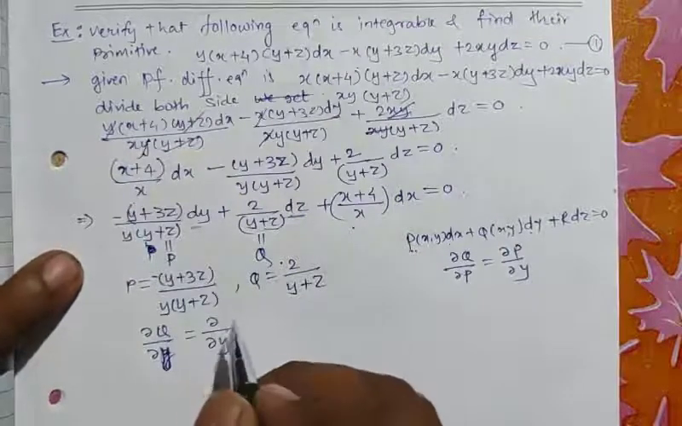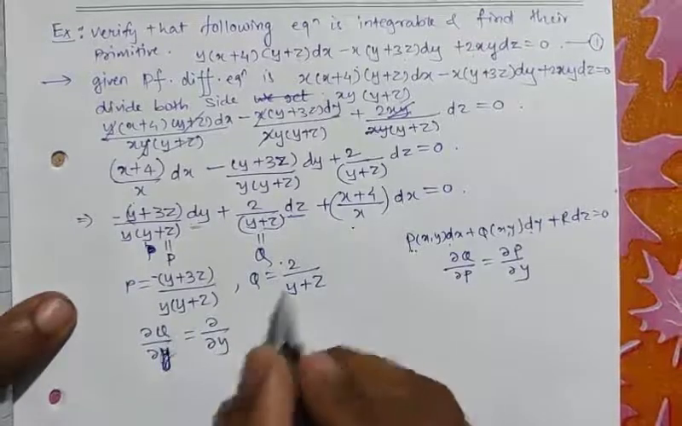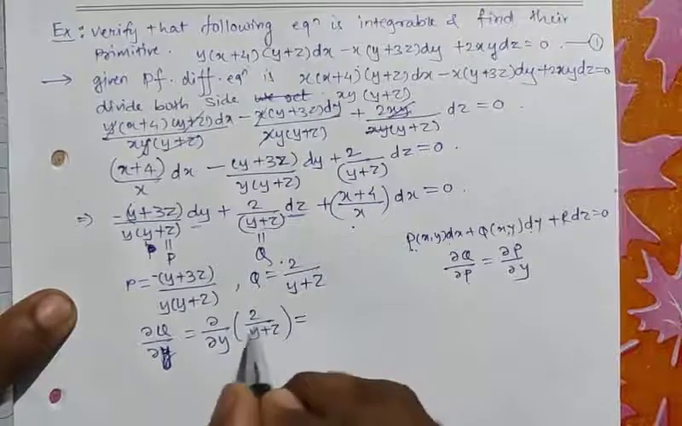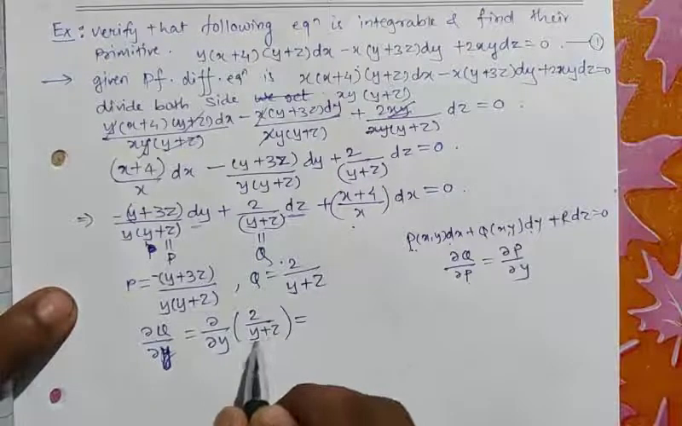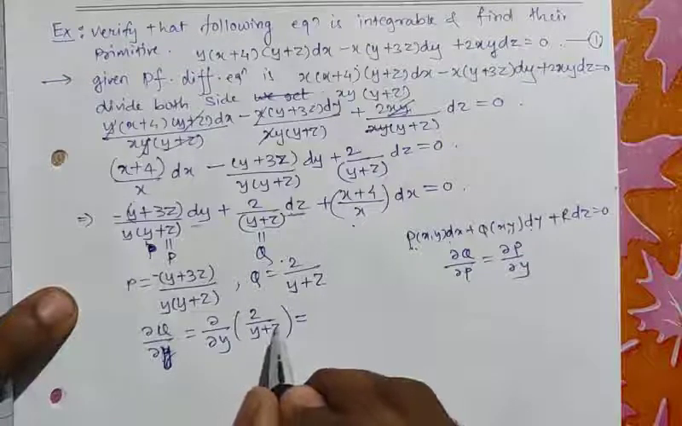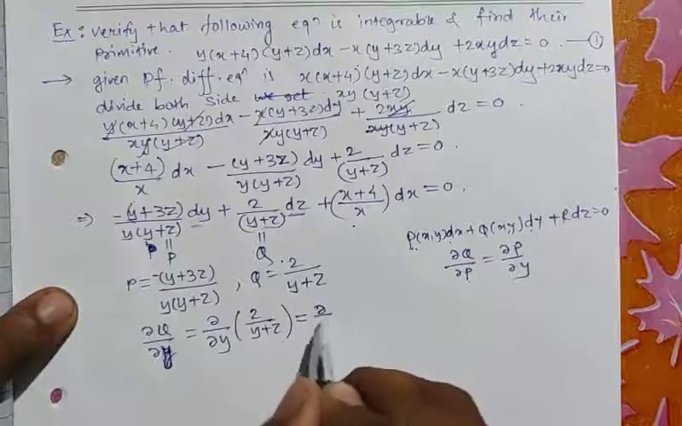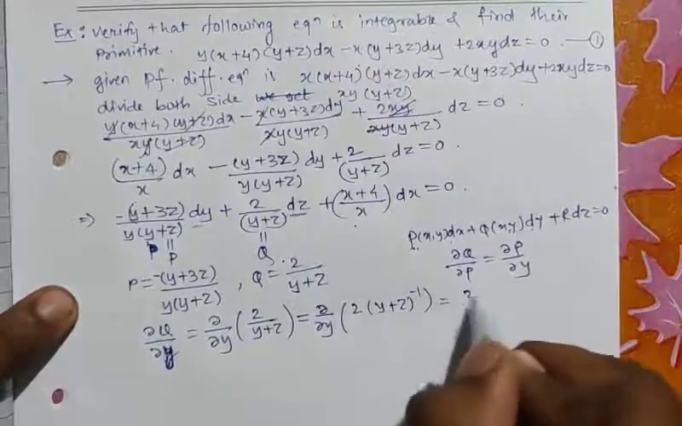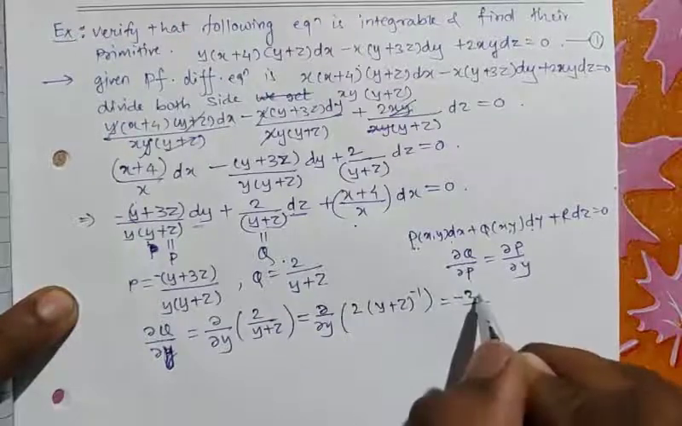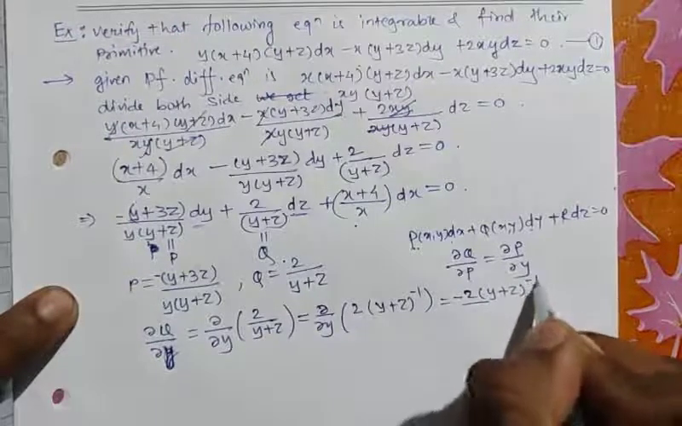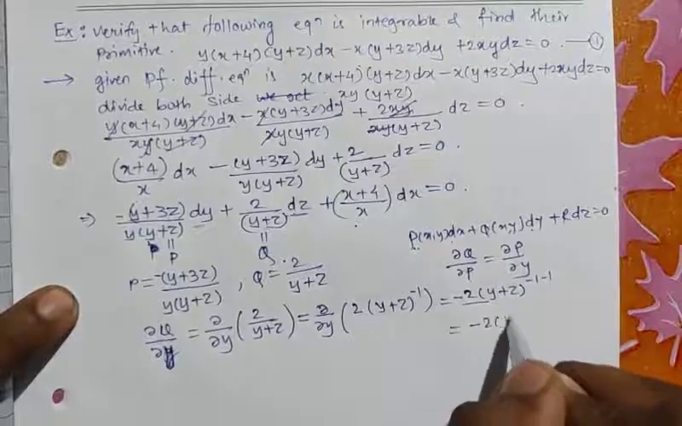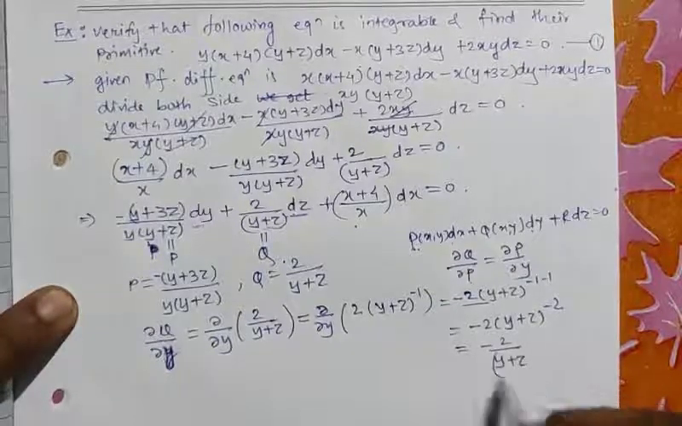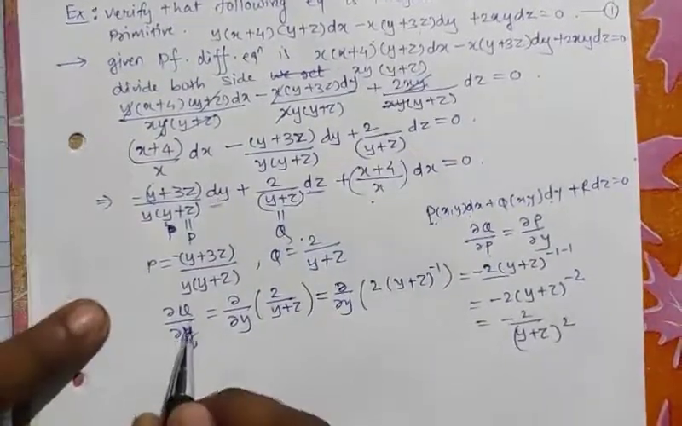So what is the value of Q? Q is 2/(y+z). Taking the derivative with respect to y, we get (y+z) raised to minus 1, so ∂/∂y of 2(y+z)^(−1) gives minus 2(y+z)^(−2), which is −2/(y+z)². So this is ∂Q/∂y.